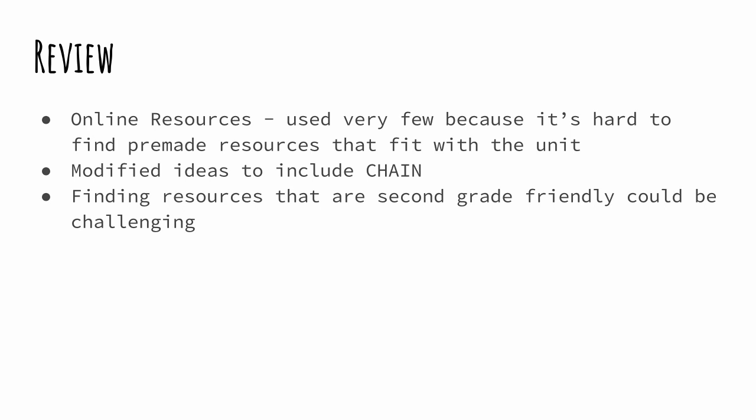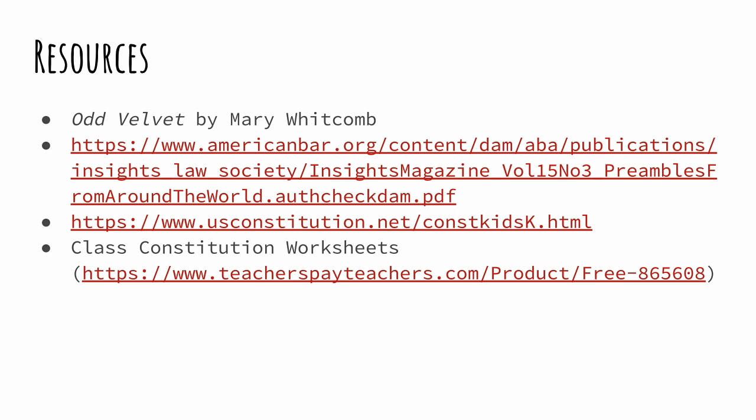All right, for the review of the resources, we used very few resources because almost everything in our unit plan was thought up individually. So for things that we couldn't find resources for, we modified ideas to include change. It was also hard to find resources that were second grade friendly and not too challenging, but not too easy as well. So these are the resources we used: Odd Velvet, AmericanBar.org, and Class Constitution.